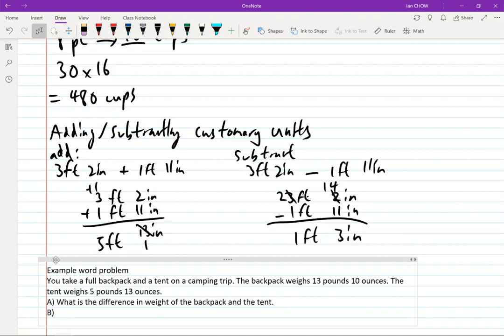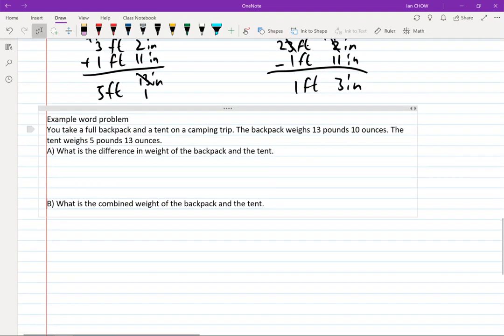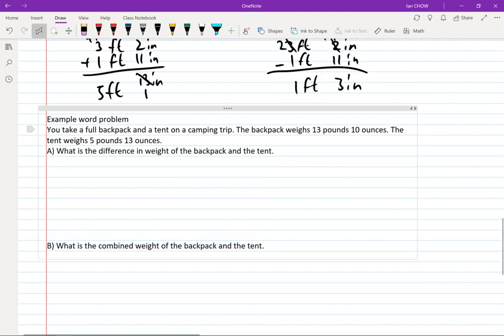And then B, what is the combined weight of the backpack and the tent? So there are 2 parts to this question, A and B. I want you guys to pause the video, do them first, and then continue the video and watch the solution. So I guess you have finished. If not, then do it now and pause the video.